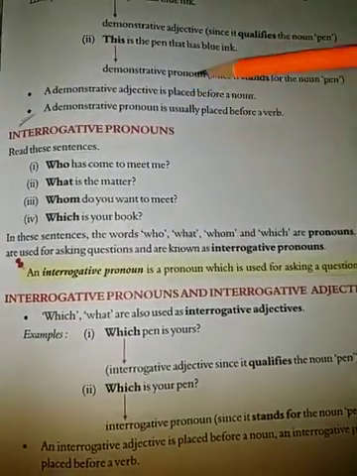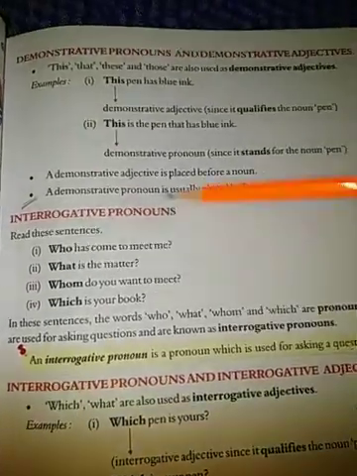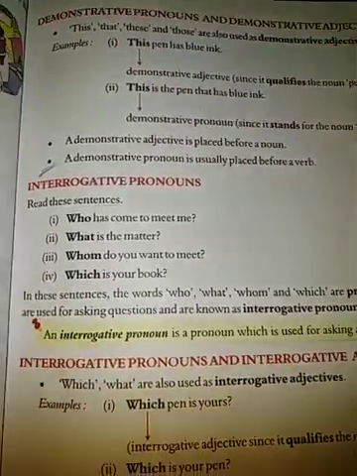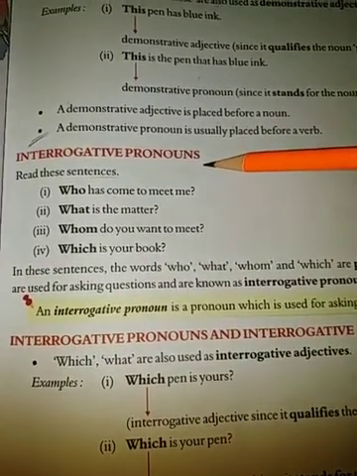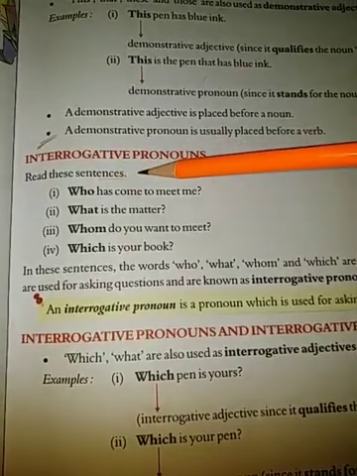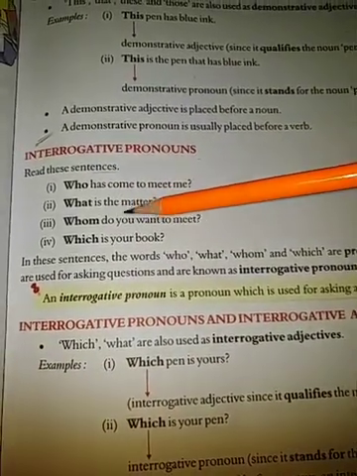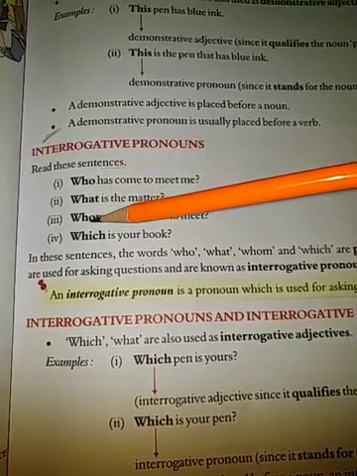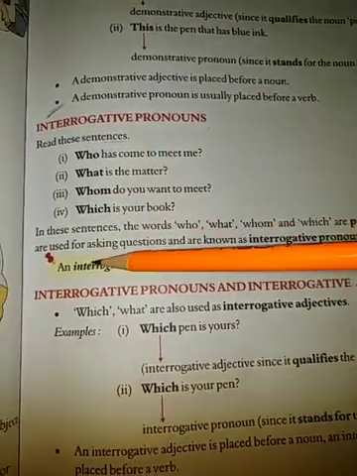Now we are going to start interrogative pronoun. We've just completed demonstrative pronoun and demonstrative adjective. Read these sentences. Who has come to meet me? What is the matter? Whom do you want to meet? Which is your book? Here we can see some words in bold, which are question words.